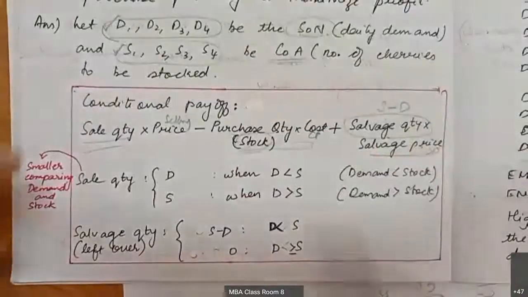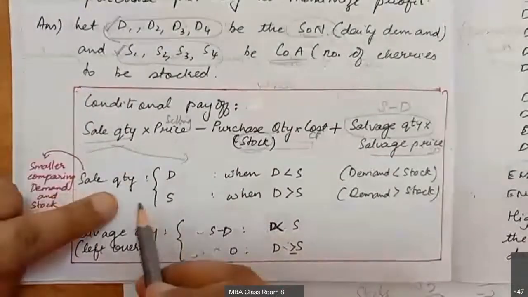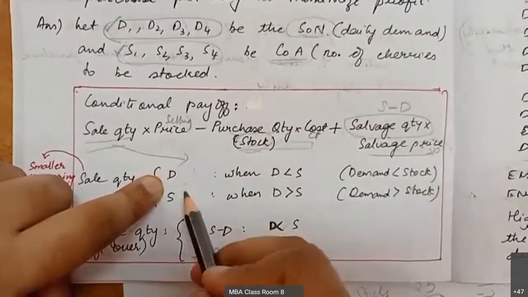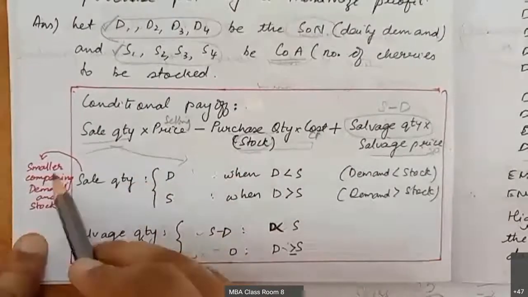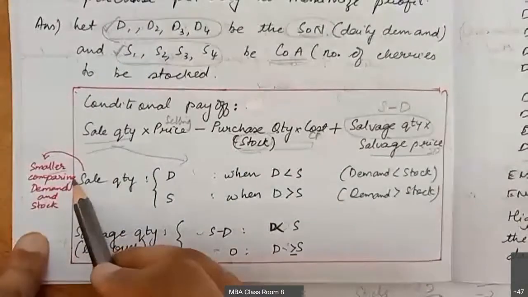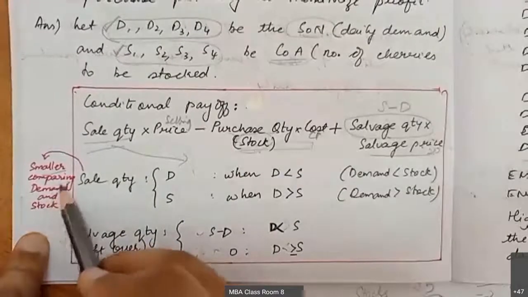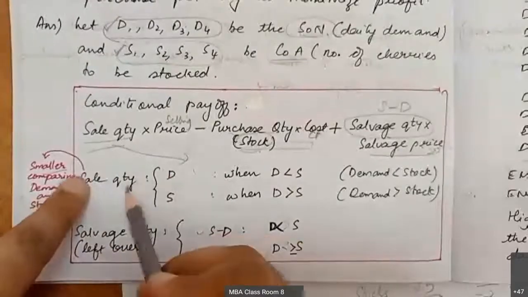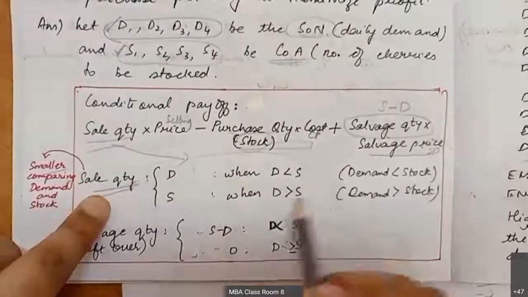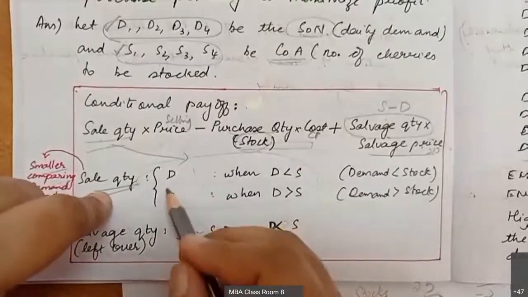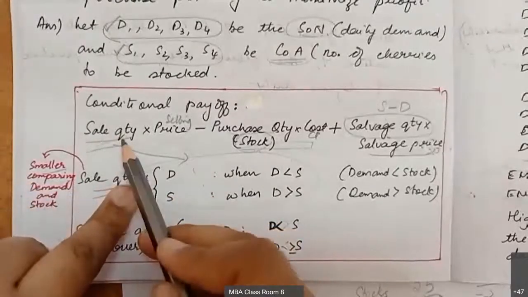Sale quantity, how did you calculate? Whichever is lesser is going to be the sale quantity, demand or supply. This is the clue. Compare and take the smallest value. When you're considering demand and stock, the smallest value will be your sale quantity. The same thing is written over here. Just remember, take the smallest value of demand and supply. That will be your sale quantity.